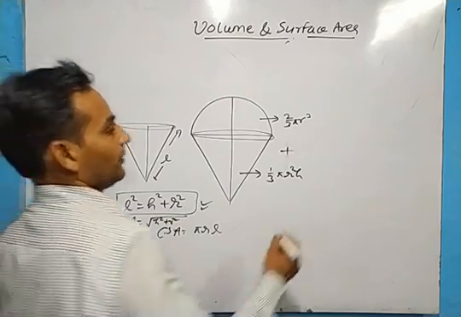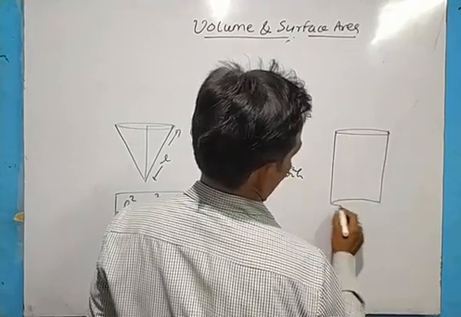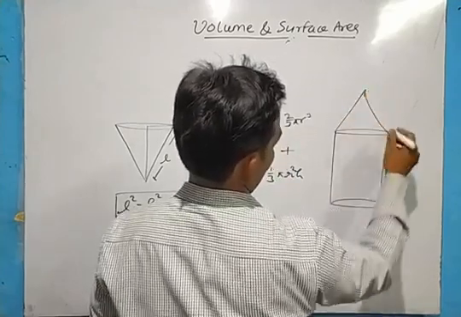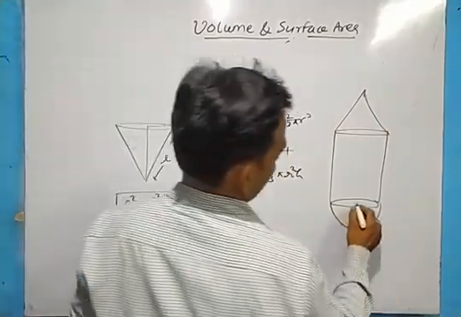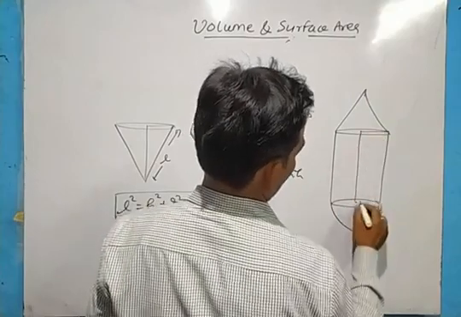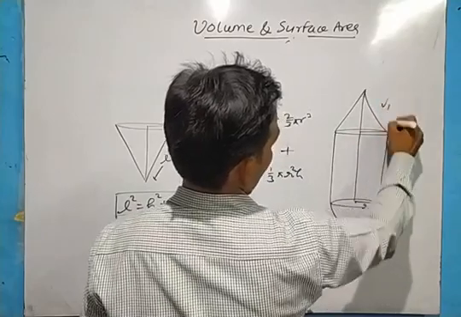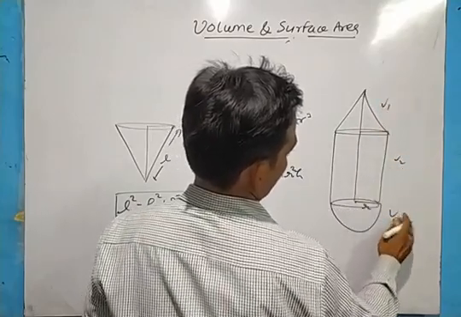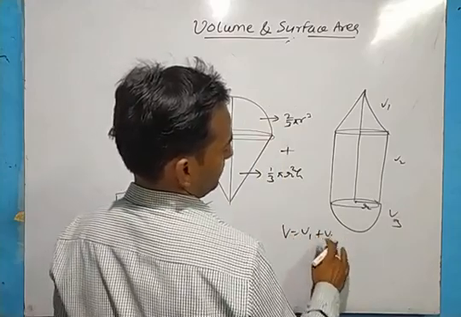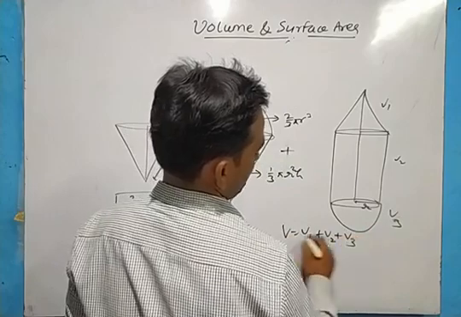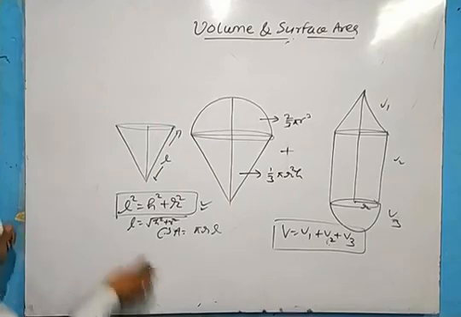Now we will get figures like this: on a cylinder, a cone is placed and the base is a hemisphere. So what will be the volume of this figure? The height will be given, the radius will be given, and this height also will be given. So we'll find the volume of this, this, and this. Total volume will be volume of cone plus volume of cylinder plus volume of hemisphere. This way you will find the volume of the given solid.